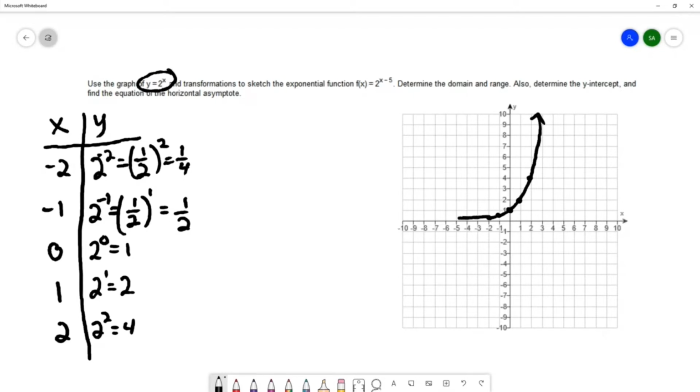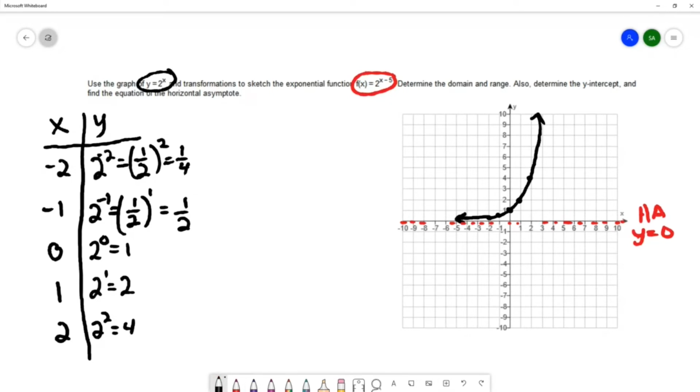And this function will get closer and closer to the x-axis without ever reaching it. We have a horizontal asymptote that is right on top of the x-axis. It's the equation y equals 0. And what we want to do is use this basic function to graph this function here, f of x equals 2 to the x minus 5.